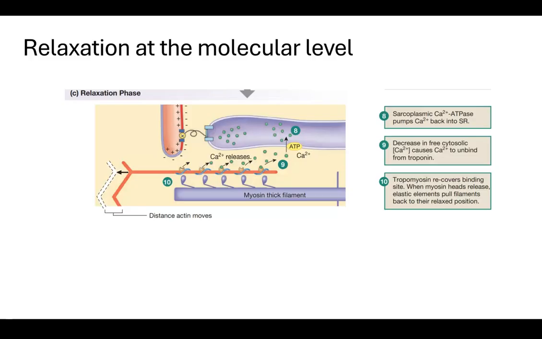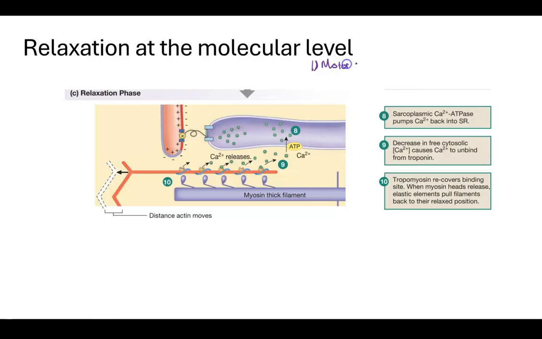We've just talked a ton about relaxation at the molecular level. Why don't we now, sorry, we just talked about contraction at the molecular level. Why don't we now talk about what happens to relax? Don't worry, it's a lot faster than contraction. So in order to relax the muscle at the cellular molecular level, a few things have to happen. The main thing is that the motor neuron needs to stop firing.